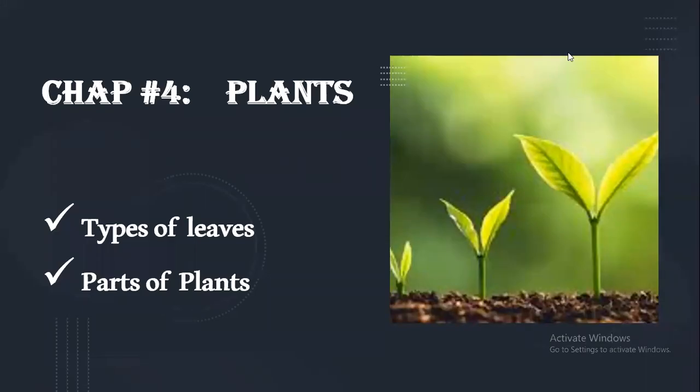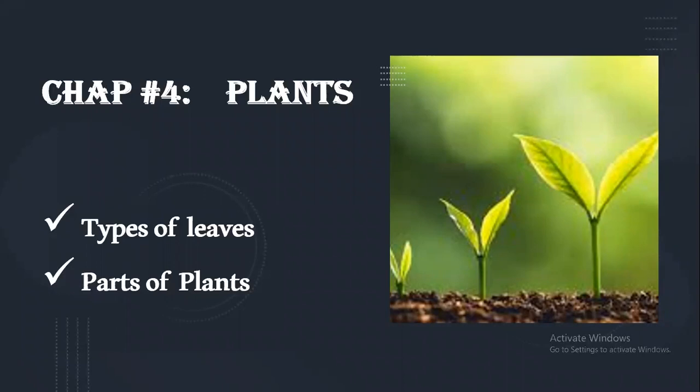Okay, so as we are continuing with chapter number 4, plants. Previously we have learned about flowering and non-flowering plants, and small and big plants. In the previous week, we also learned about shrubs and herbs, the types of plants, and flowering and non-flowering plants.